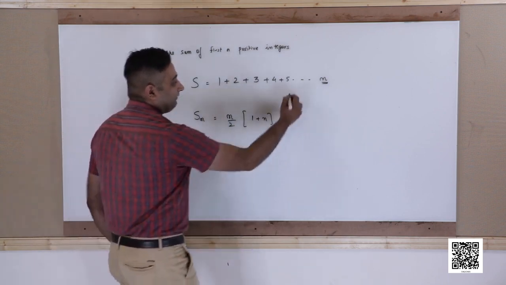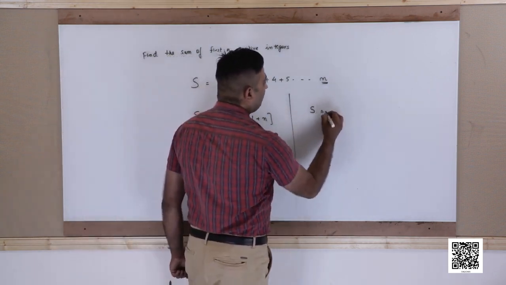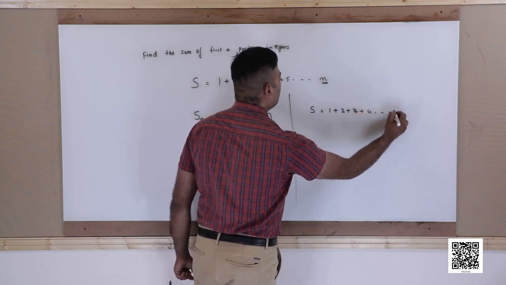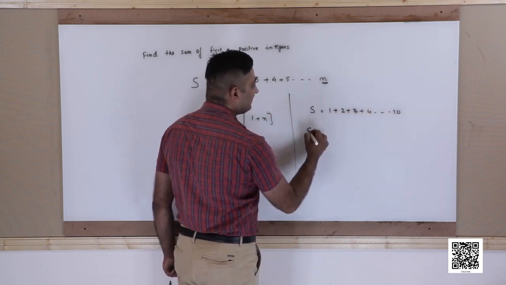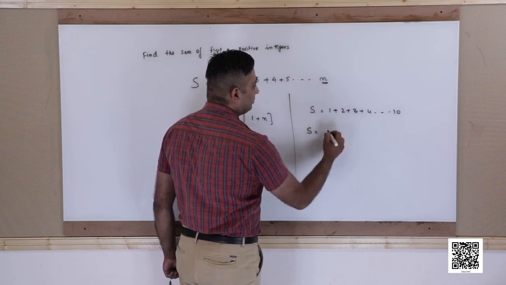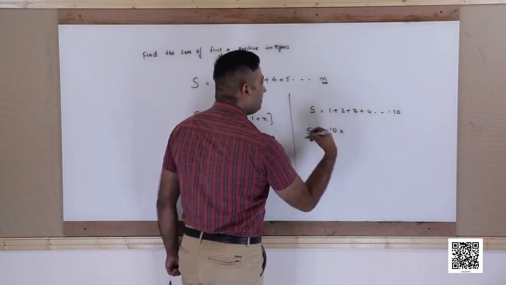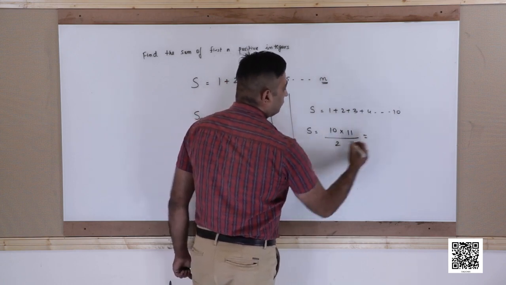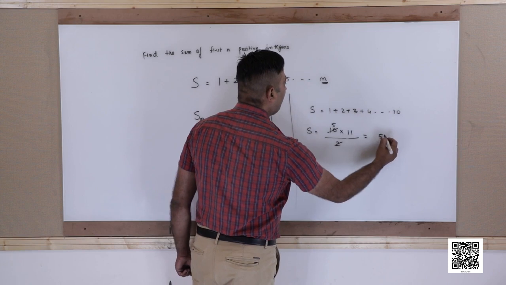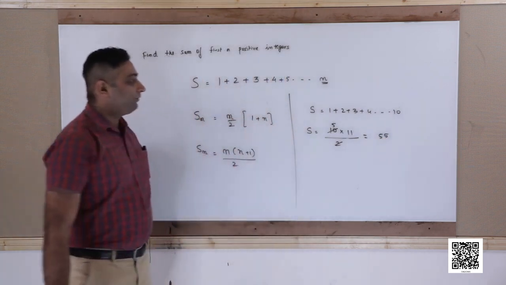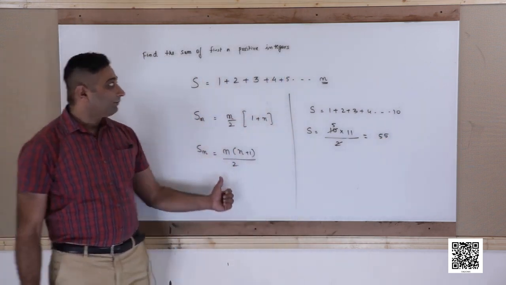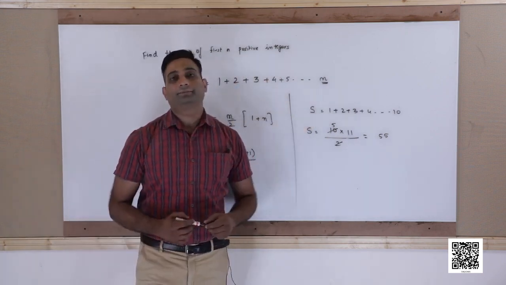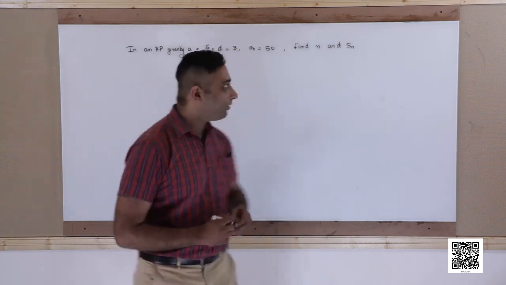For example, if we have to find the sum of first 10 natural numbers, that is 1 plus 2 plus 3 plus 4 up to 10, we can easily write this as S is equal to 10 into 11 divided by 2, which is equal to 55. So we can directly apply this formula n into (n plus 1) by 2 for the sum of first n positive integers. Dear students, let us do one problem.